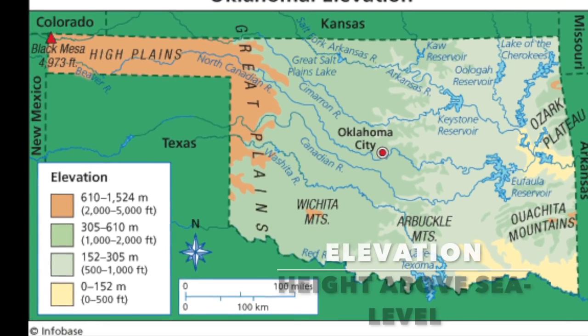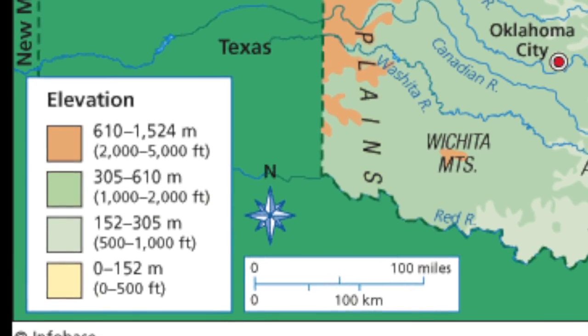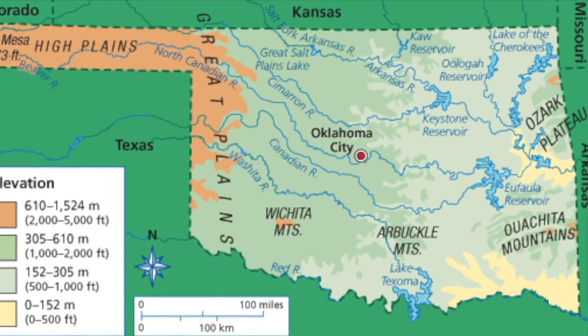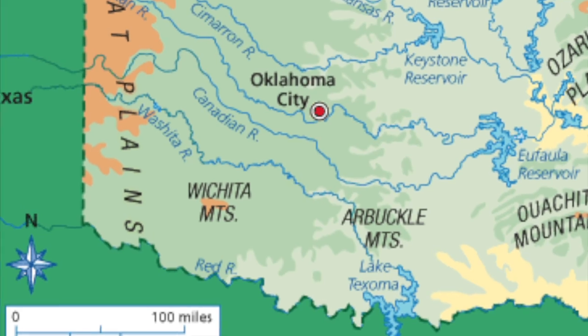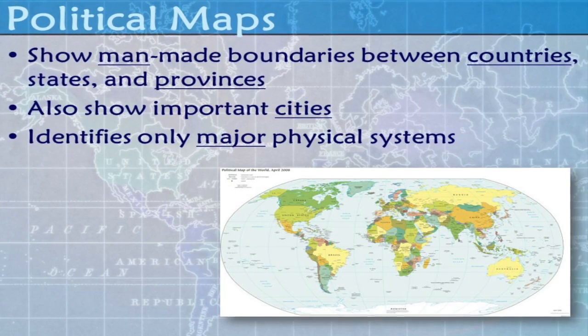elevation, or the height above sea level, and this key will help us understand which parts of Oklahoma have a higher elevation. The orange areas indicate the highest, which appear to mainly be in the Panhandle, while the yellow indicates the lowest, which seems to increase as we move closer to Arkansas. What else is on this map? We see mountains and we see water sources like lakes and rivers. Okay, let's move on to political maps.